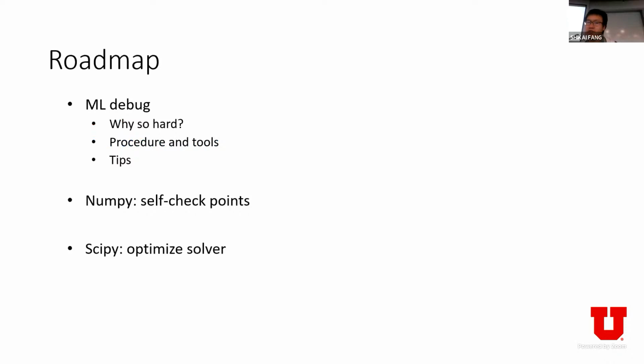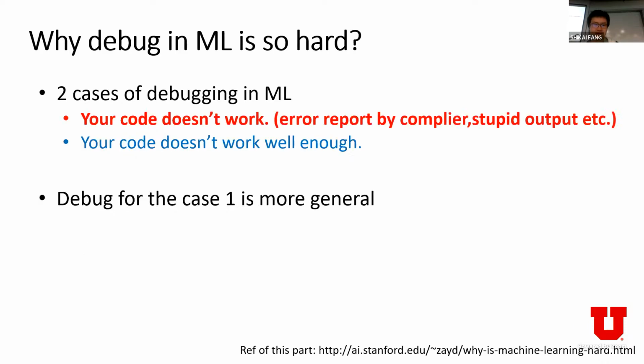So here's the roadmap today. Actually, it's 3 big sections. The first is about how to do debugging in machine learning, giving some very high-level suggestions, explanations, and some tips. And the second and third parts are about NumPy and SciPy, which are the very famous and mainstream Python libraries we use for data science, especially in your following homework. So let's get started.